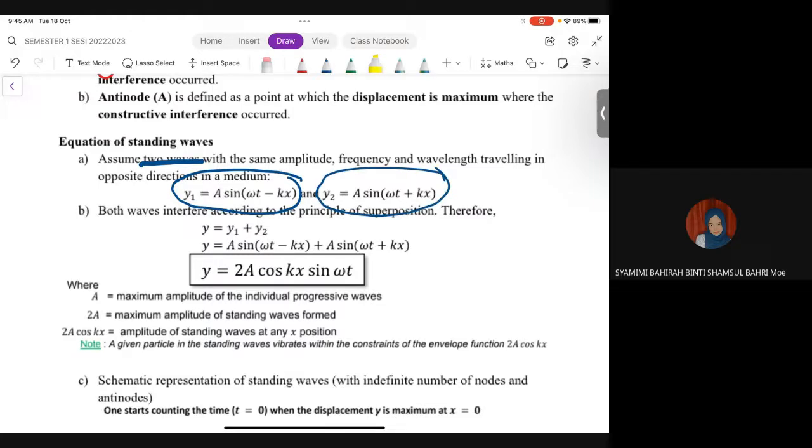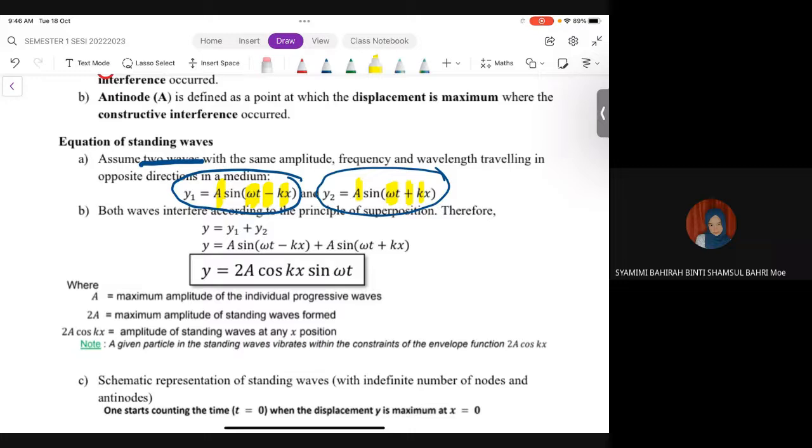So what is the difference? Ingat tadi saya cakap wave profile does not move. Maksudnya kalau Q langgar dinding, dia dapat balik Q. Cuma Q tu akan patah balik. So one is positive, another one is negative. All are same. A sama, omega sama, K sama. Jangan ubah nilai. Nilai dia semua sama. The only that is different is the direction only.